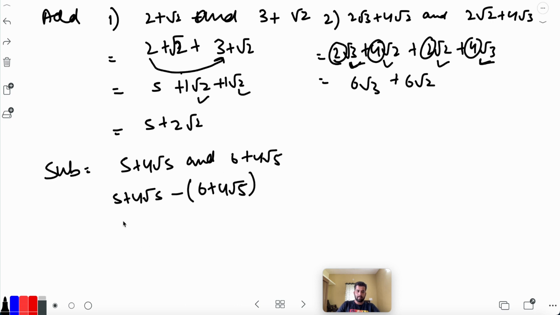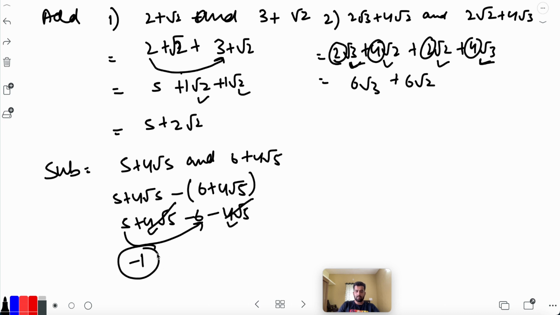Now multiply the bracket first. 5 minus 6, what is that? Minus 1. 4 is here, 4 is here. See, plus 4 root 5 minus 4 root 5, can we cancel it? What is the answer? Minus 1 only. You can cancel only the equal terms. Here was root 5 and here was root 5, that I cancelled. If it is opposite, you can't cancel it. Is it okay? Same thing as addition only.